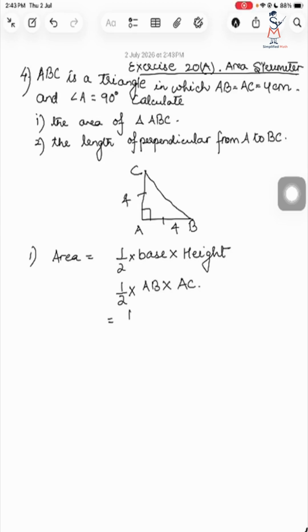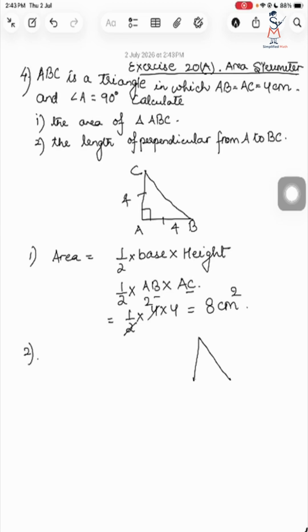That means half into 4 into 4. This gets cancelled and this comes out to be 8. As AB and AC are in centimeters, the area becomes centimeter into centimeter, centimeter square. Now the second portion, the length of the perpendicular from A to BC.